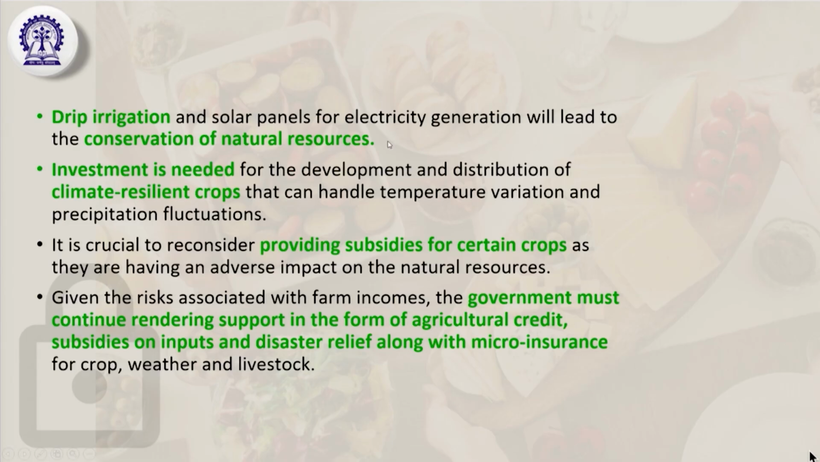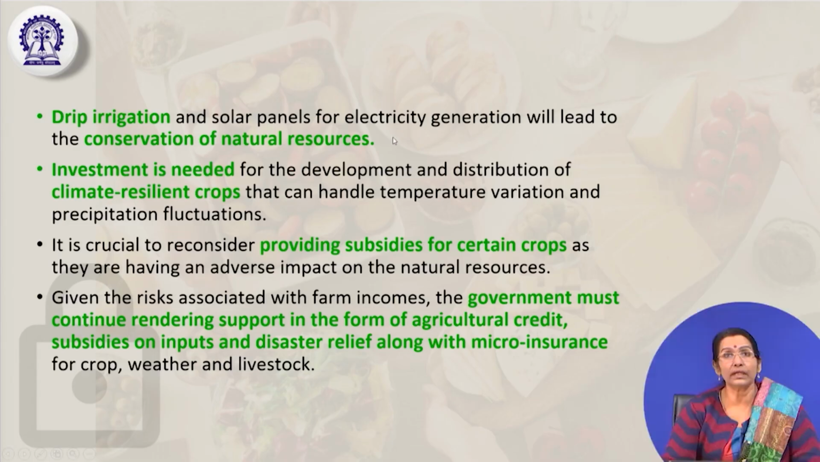Investment is needed to enhance the distribution of climate resilient crops, to deal with temperature variation and any kind of climatic fluctuations. So we need to invest more in research and development, in the latest technology, which would be more climate resistant and resilient.